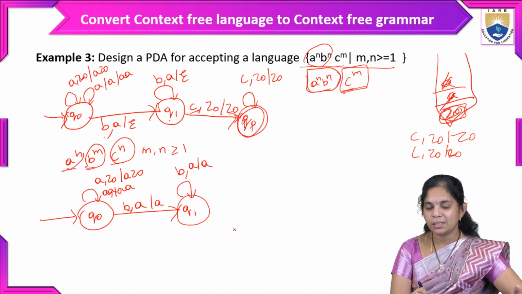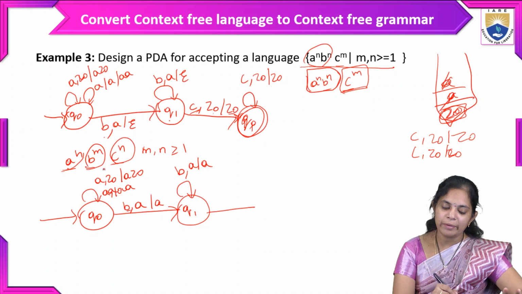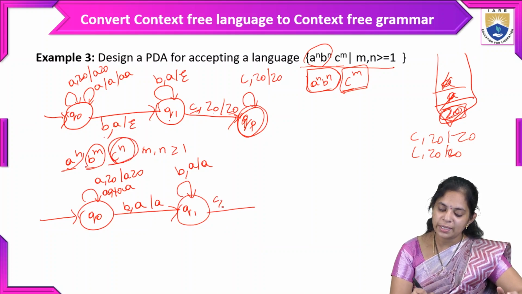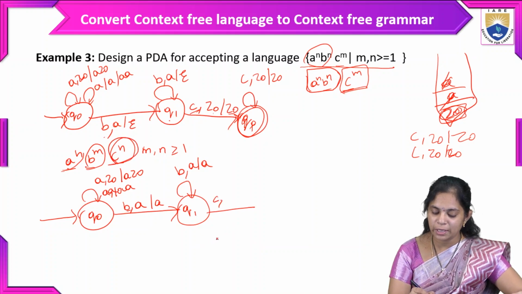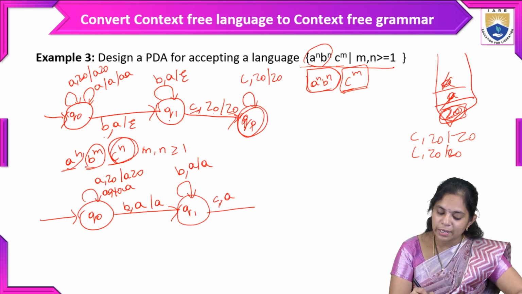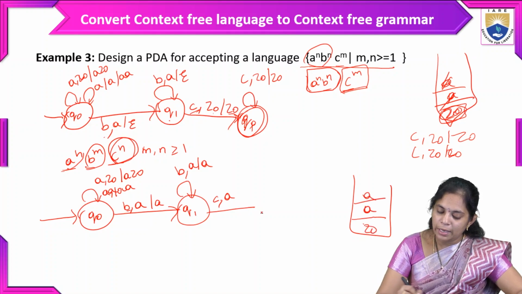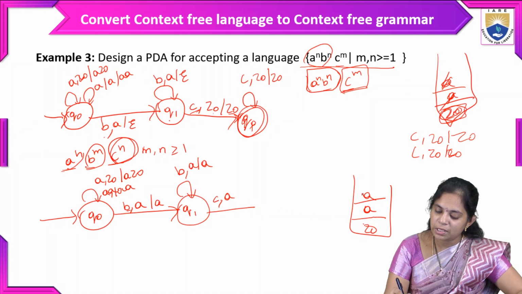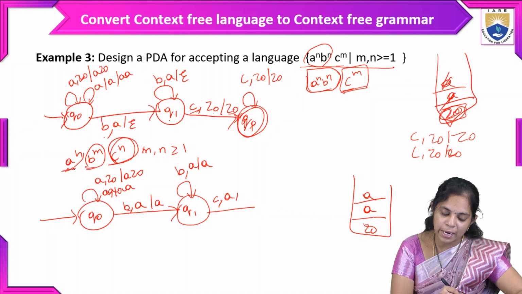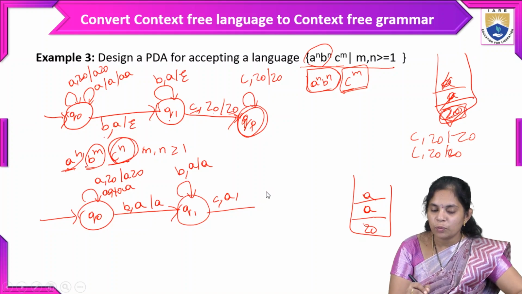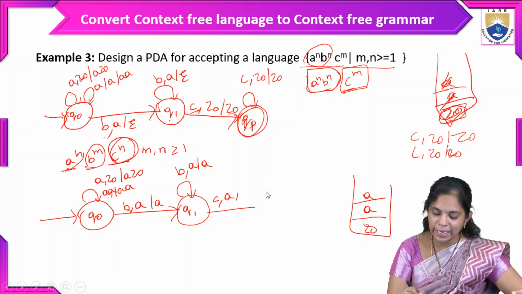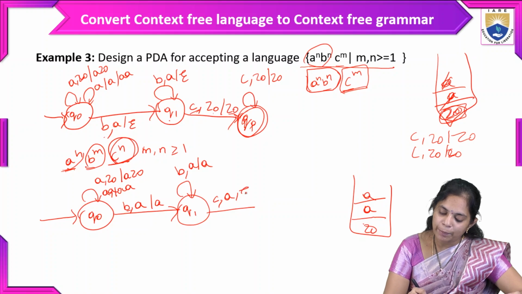And from this state, Q1, we have the C input values. C is the input value, and now the top of the stack symbol is, suppose, Z0, and A is there, and for the same top of the stack symbol A, A power n is followed by C power n. So while reading C, we need to pop the A value. Here A popping in the sense we need to write like this. And this is Q2.